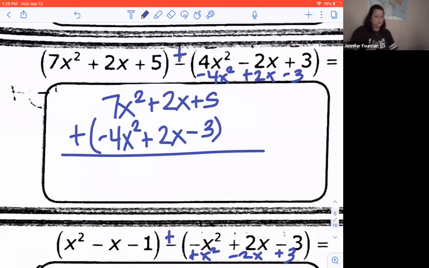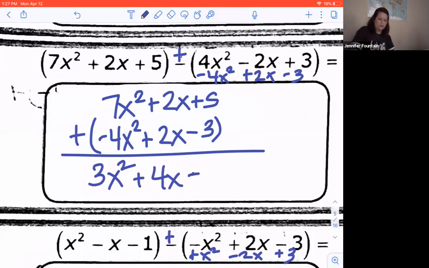Okay, so 7 plus negative 4, or 7 minus 4 is 3. Keep my x squared. 2x plus 2x is going to be plus 4x. And 5 plus a negative 3. 5 minus 3 is positive 2. Any questions on that one?